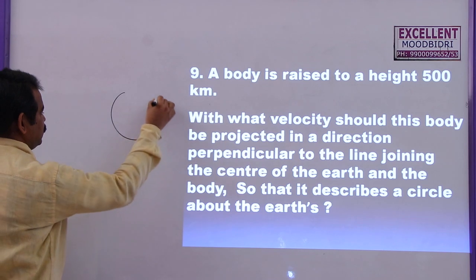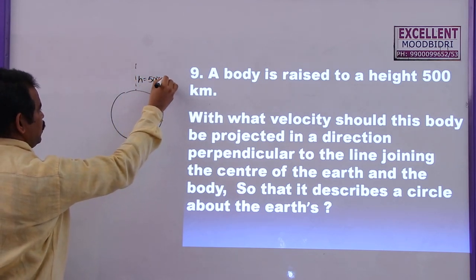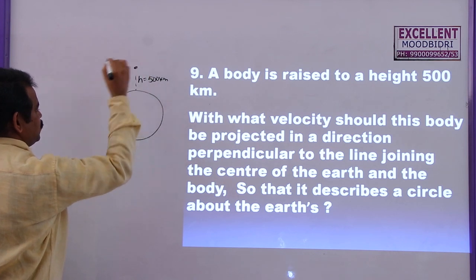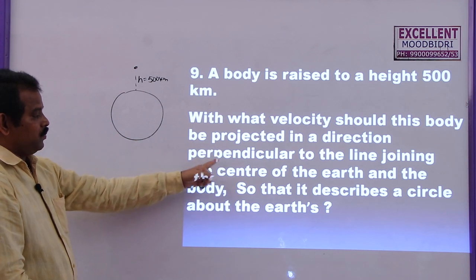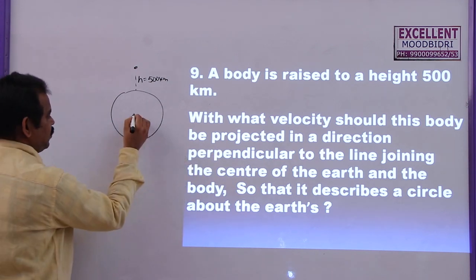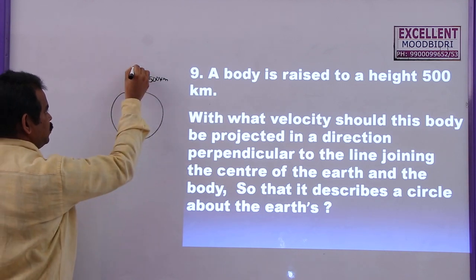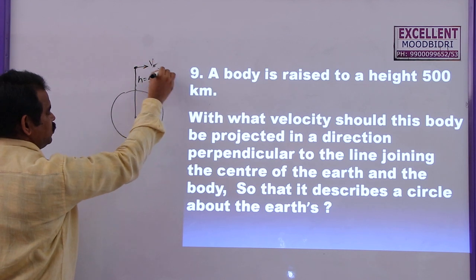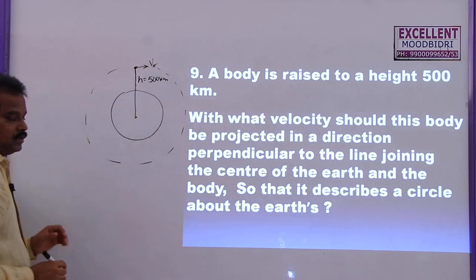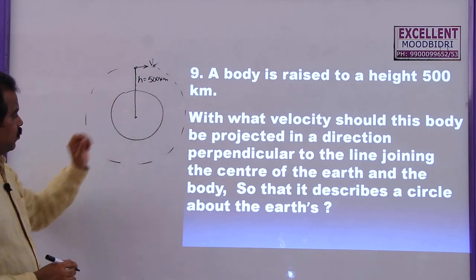So this is our earth. A body is raised to a height of 500 kilometers. So this is the position of the body. With what velocity should the body be projected in direction perpendicular to the line joining the center of earth and the body? If we join these two, perpendicular to this one, what should be the velocity such that it moves in a circular path? That is nothing but the orbital velocity of this body around earth.